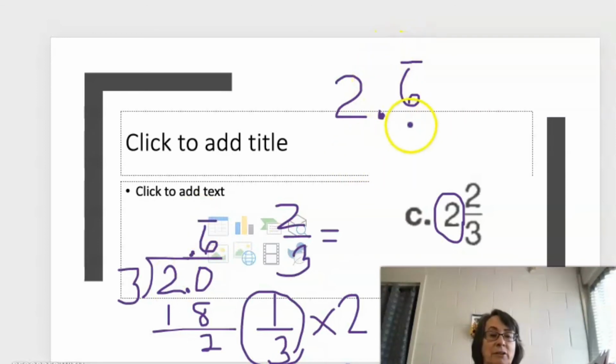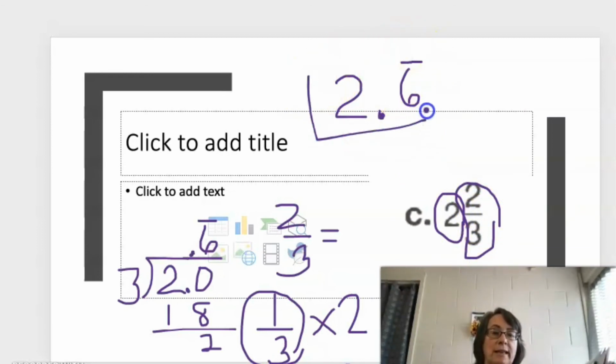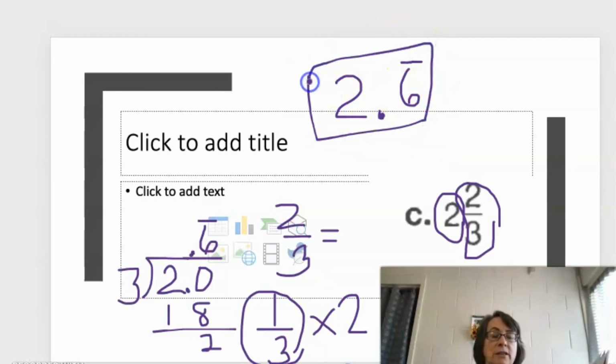And so you could divide it out, or you could remember that 1/3 is 0.3 repeating, so 2/3 would be double that, or 0.6 repeating. So this would be your answer. Like most of math, there's a smarter, easier way to do it, and there's a longer, harder way to do it. So choose the smart, easy way anytime you can remember it.